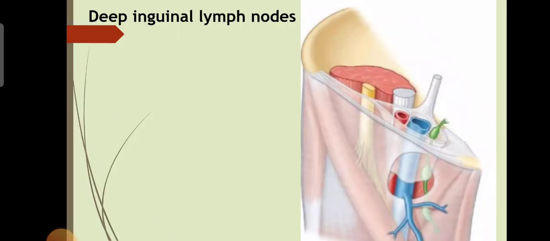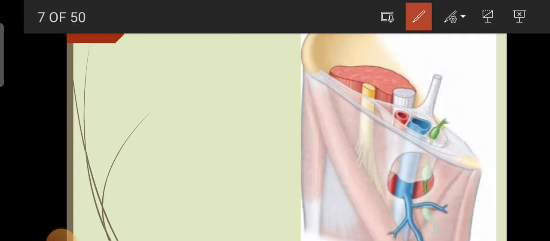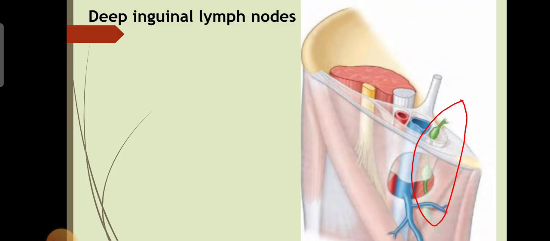So these are the deep inguinal lymph nodes which are showing in the green color. These are 3 in number and they are found in the medialmost compartment of the femoral sheath, that is termed as femoral canal.